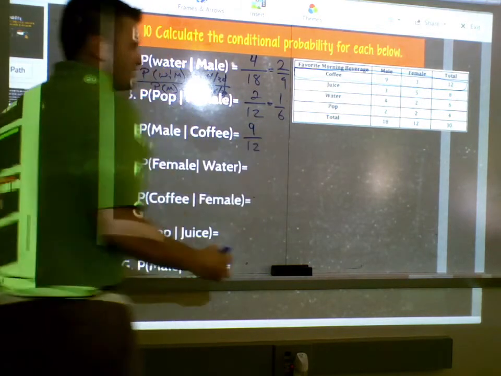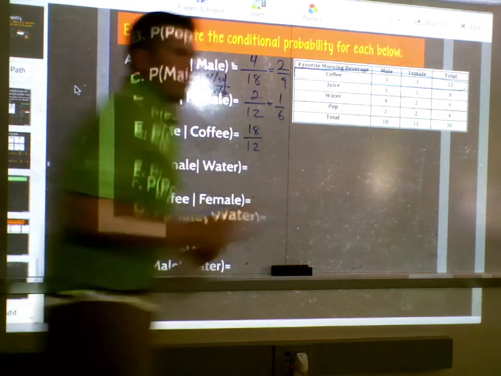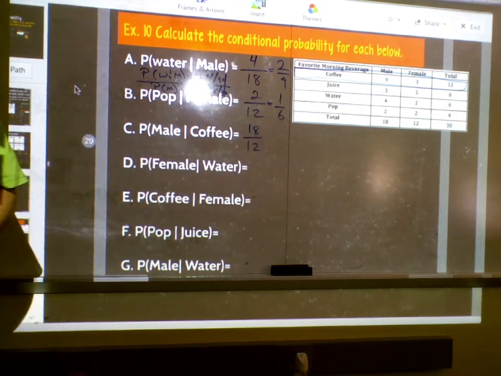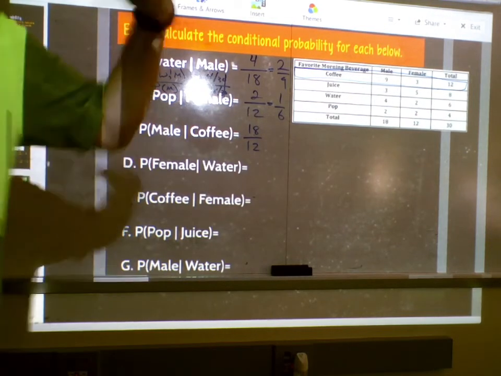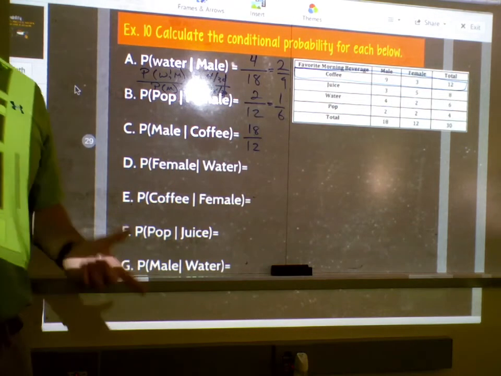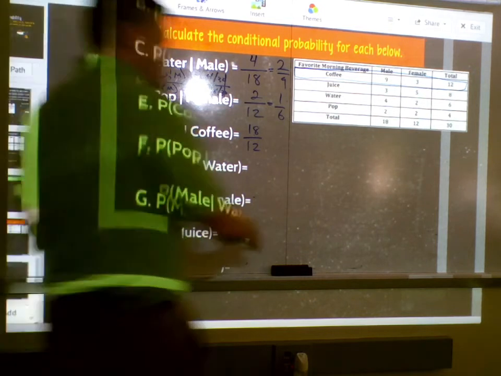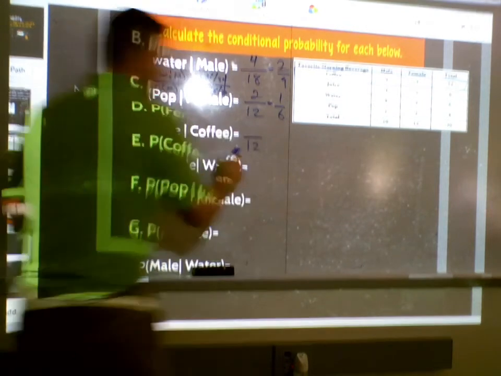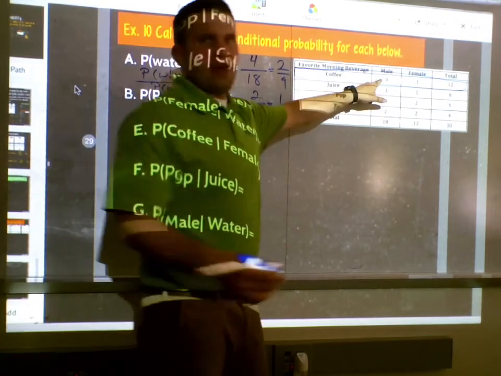9. Okay? If you said 18, you should know you're wrong because 18 over 12 is not a decimal. It's going to be 1 point something. It won't be 0.5 or something. It's going to be bigger than 1. That means it happens more than every time. Can something happen more than every time? No. If the probability is like 1.6, it happens more than every time. So this was 9 out of 12 because there's only 9 males in the coffee population.